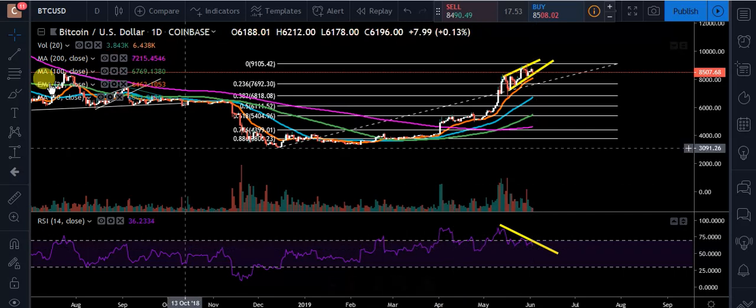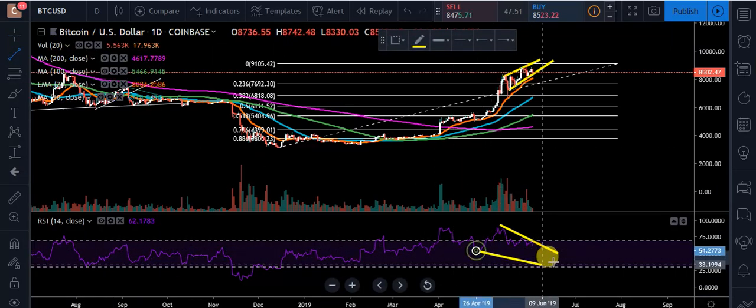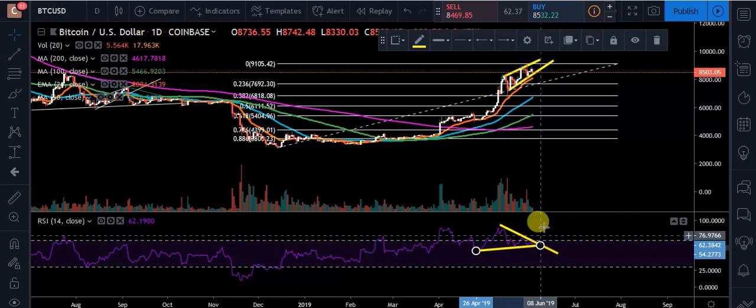So we're almost in what seems to be almost a symmetrical triangle here with our RSI. So if we draw that, guys, we're just going to see if we're either going to break down out of that or we're going to break up. Okay, so that's something we're going to keep our eye on.